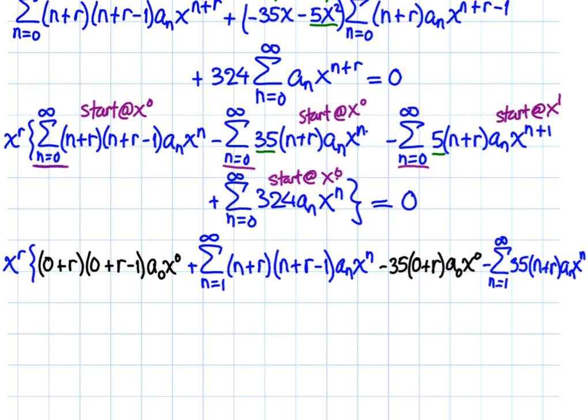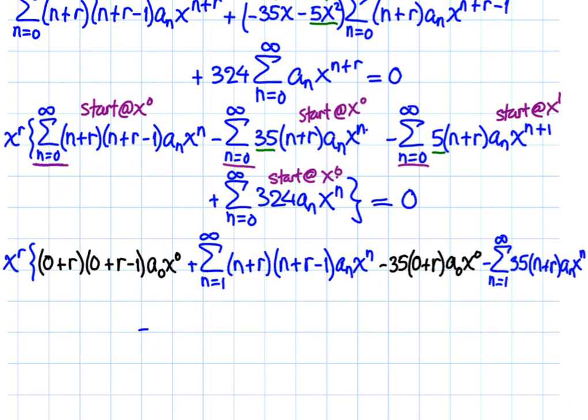The next series starts at x to the first power, so that's good. We're going to keep it. Don't need to do anything for that series. n equal to 0 to infinity, 5, n plus r, a sub n, x to the n plus 1. That's good. The last series we have to split because it starts at x to the 0. So we have 324, a sub 0, x to the 0. And now the series we start at 1.